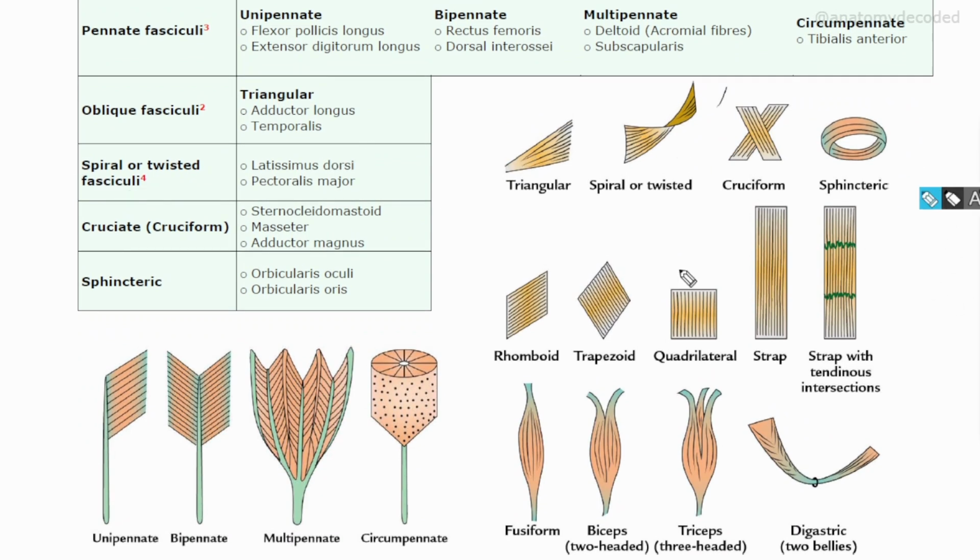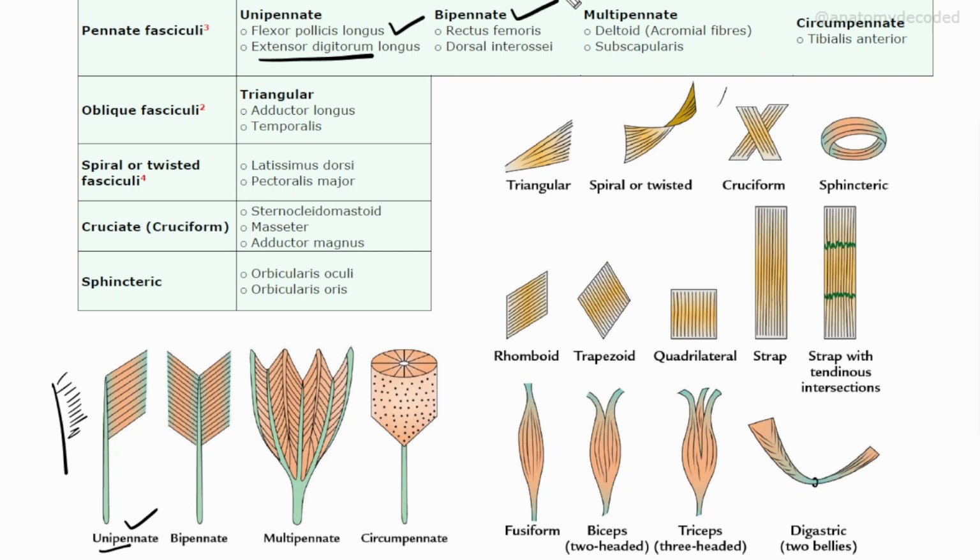See the images which are seen here. This is a unipinnate muscle. There is a central tendon and muscle fibers are coming from one side. That kind of muscle arrangement is referred to as a unipinnate muscle. Examples are flexor pollicis longus, a muscle in the upper limb, and extensor digitorum longus, a muscle in the lower limb. The arrangement of the muscle fibers is like this. So that's the unipinnate muscle.